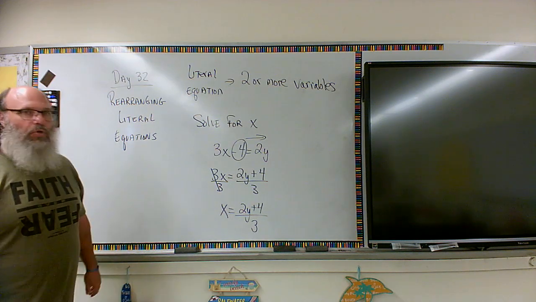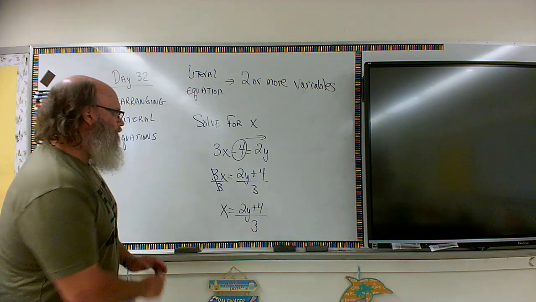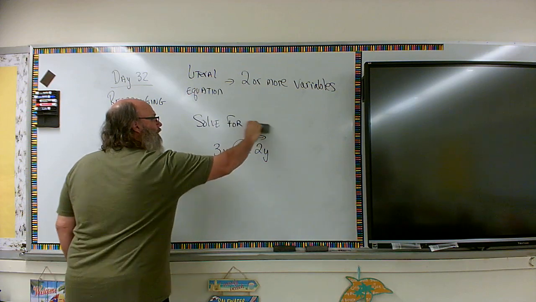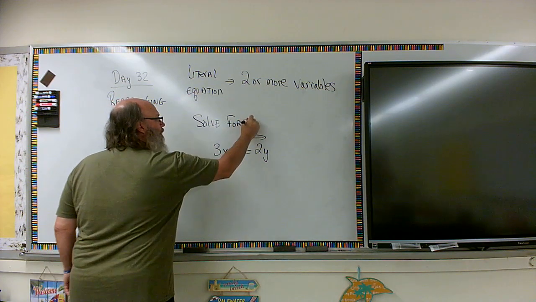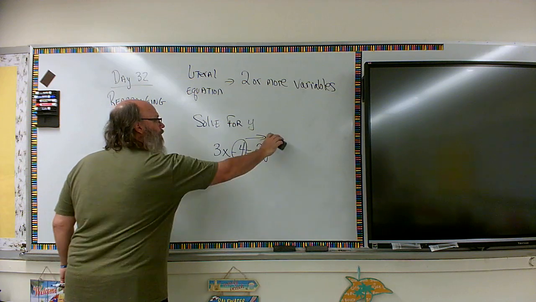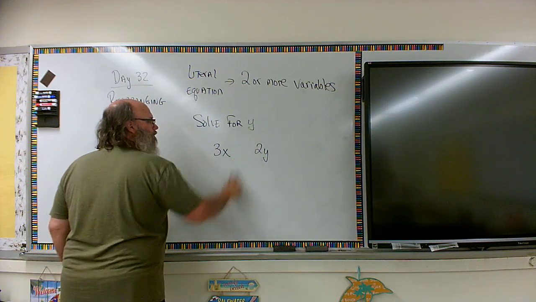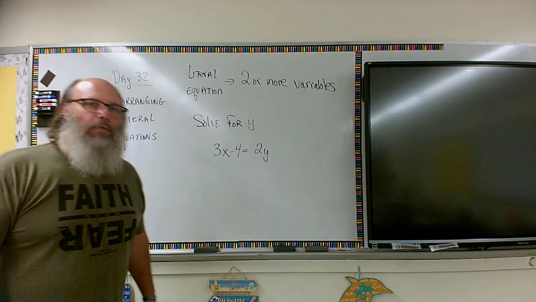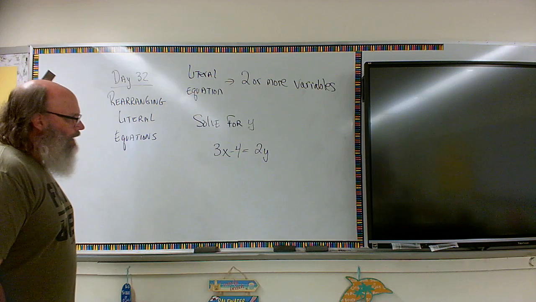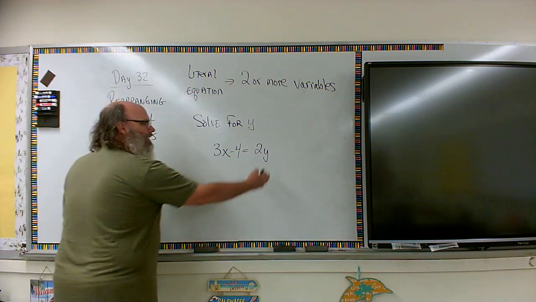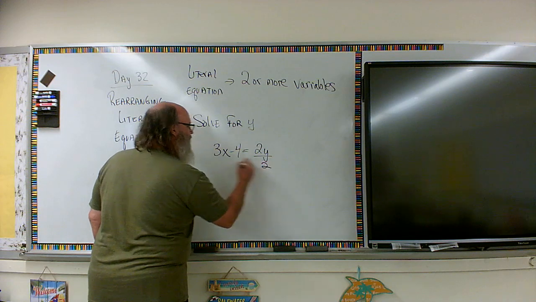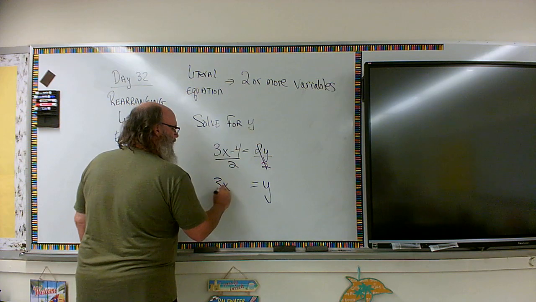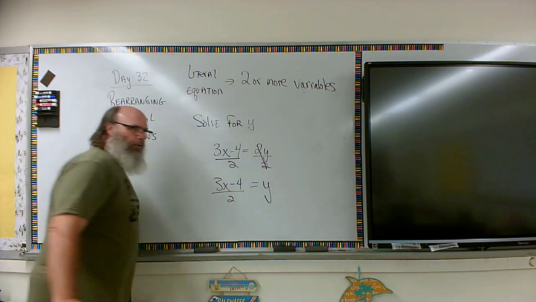So x is equal to 2y plus 4 over 4. Now let's say I go back to the same equation, and I want to solve for y. I have the same equation, except now I want to solve for y. Since the y is already by itself, all I have to do is divide everything by 2, and I get y equals 3x minus 4 over 2.